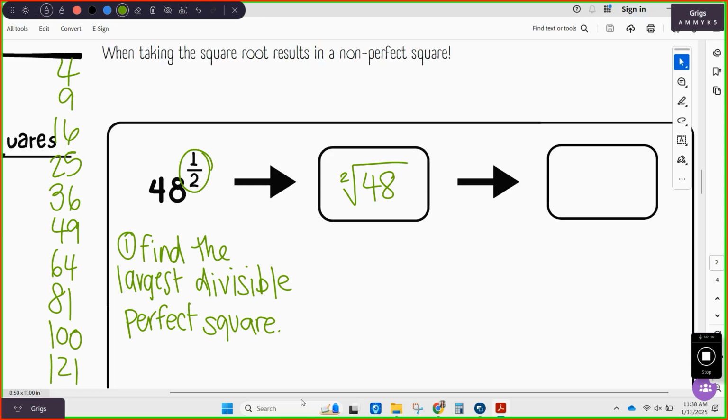So it's kind of like prime factorization a little bit. So I want to think, is 48 divisible by any of the perfect squares? That's my first thought. Is that number in my square root divisible by any of these? Is 48 divisible by 4? Yeah? Check it. Try it. See it. Prove it.